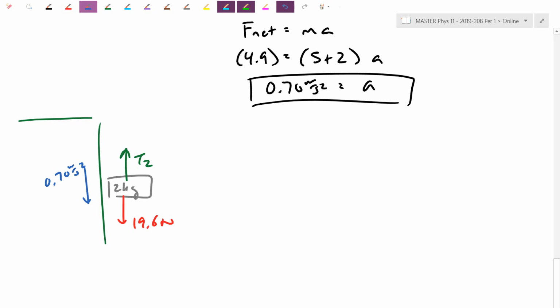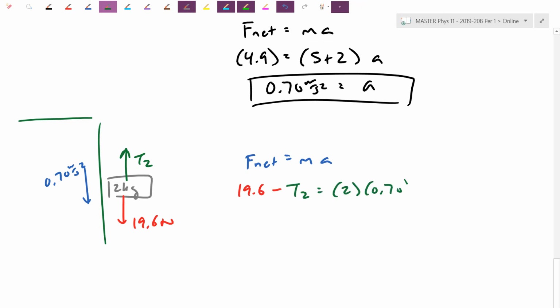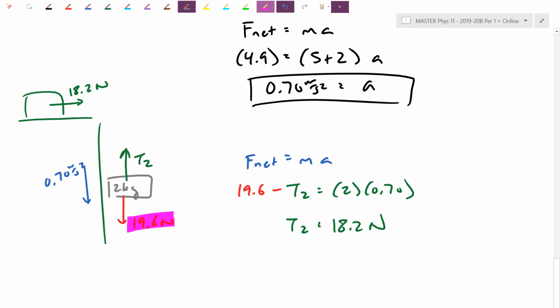So I'm going to do F net equals ma again, bigger minus smaller. So 19.6, which is the gravity on the hanging mass, minus the tautness of the string T2 is equal to 2 kilograms times 0.70. 19.6 minus 2 times 0.7 gives you 18.2. This is going to be the same tension that's applied on the other side. Even though it is the gravity force, Fg2, 19.6, that's providing the 18.2, you'll notice these two aren't equal because there is an equal acceleration in the system. Again, when you run the clock, the system pushes off.